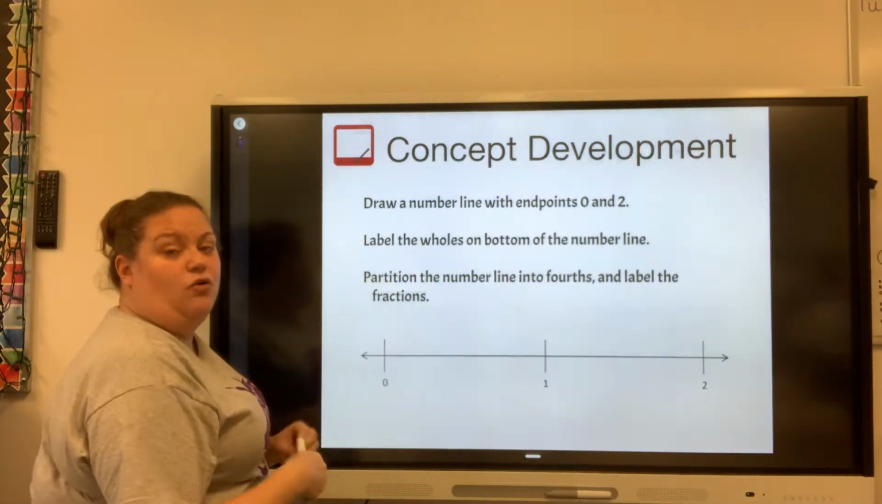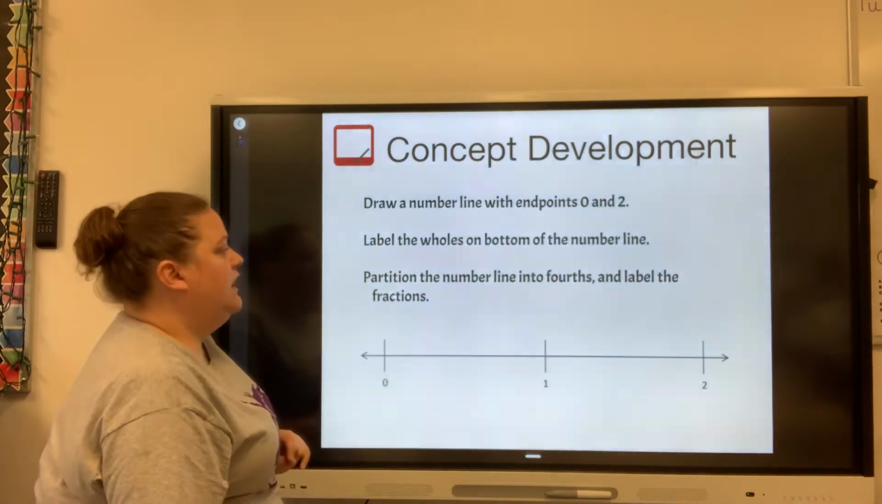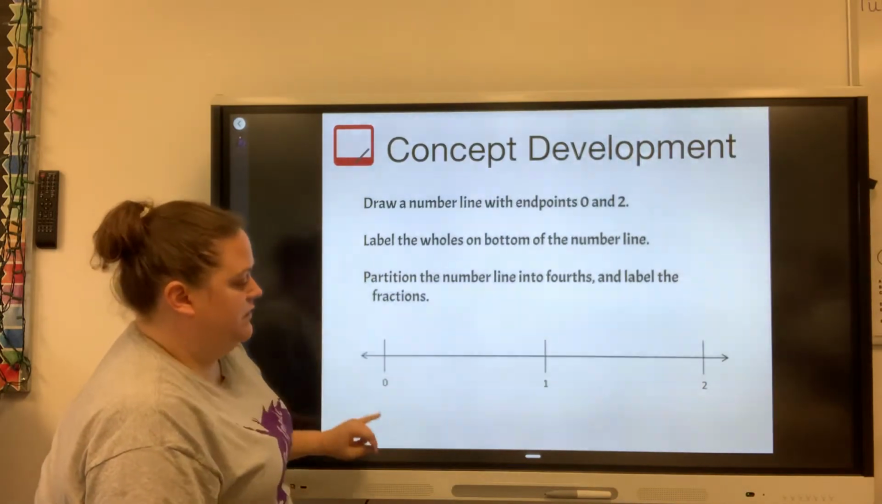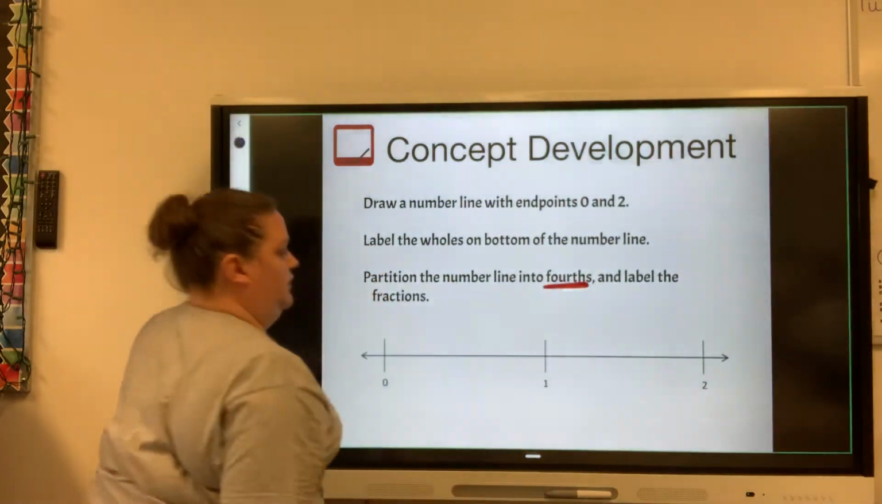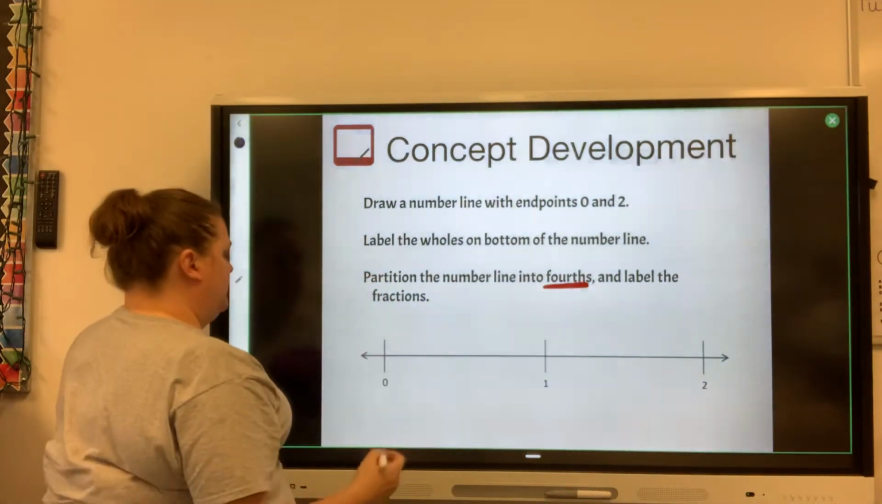So we're gonna have greater than 1 fractions. Label the whole numbers on the bottom of the line. So you have 0, 1, and 2. Partition the line into fourths and label the fractions. So we're dividing it into fourths.